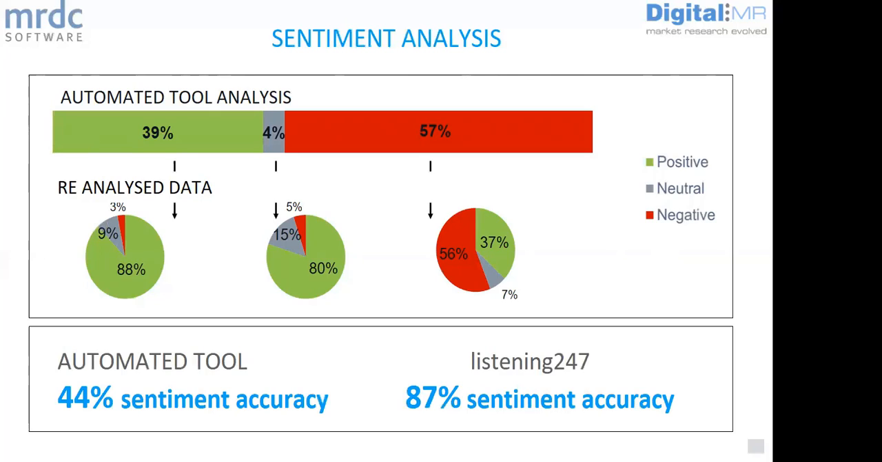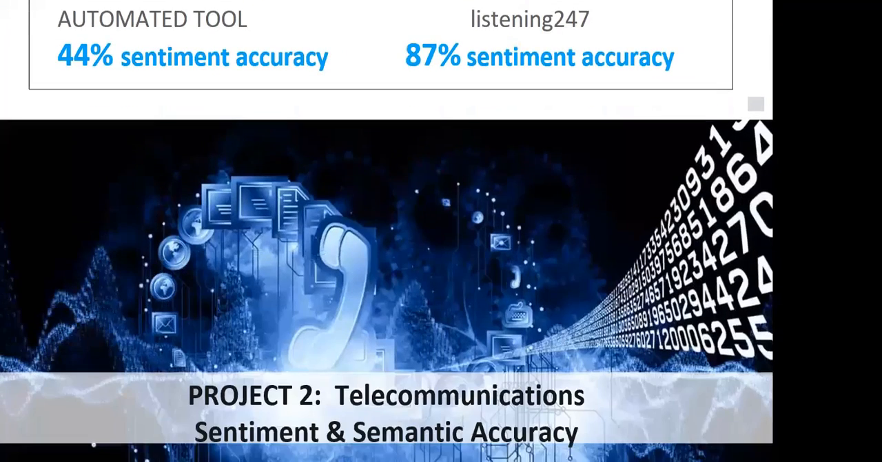And so a third party measured the sentiment accuracy of the automated tool and Listening 24/7, and they came up with these numbers. So the automated tool had a 44% sentiment precision, to be more exact, and Listening 24/7, the MRDC software and digital MR tool that is offered, was measured to have 87% sentiment precision.